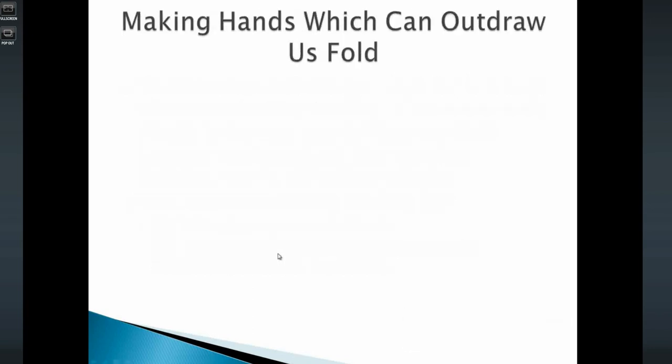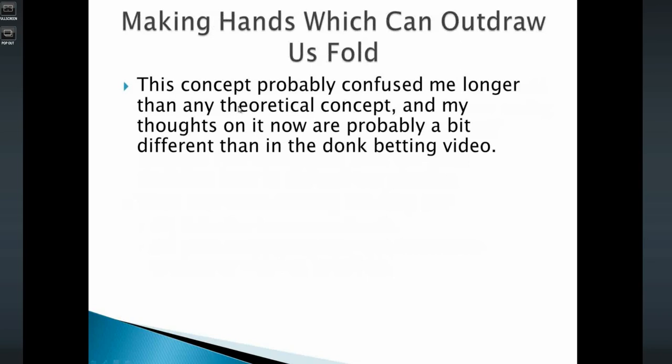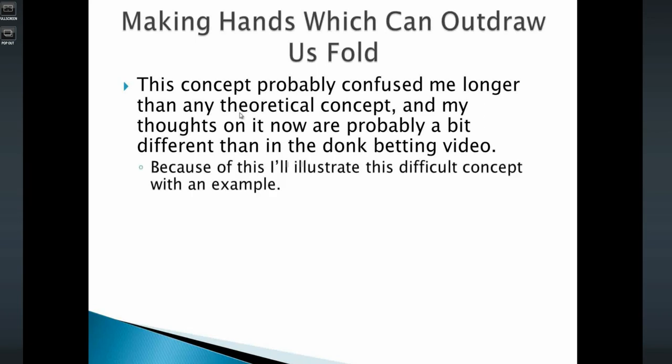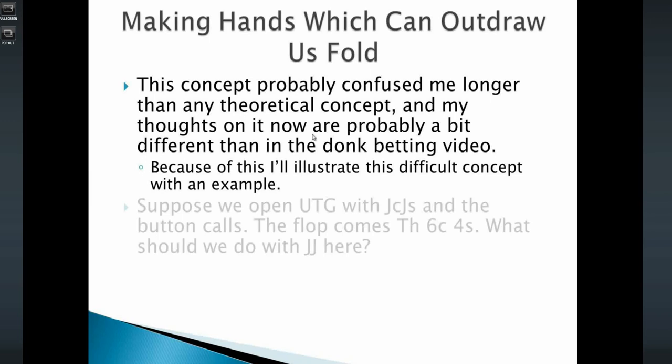Okay, so making hands which can outdraw us fold. This concept probably confused me longer than any theoretical concept, but my thoughts on it now are probably a bit different than in the donk betting video. Hopefully they're a lot better and clearer. Because of this, I'll illustrate this difficult concept with an example.